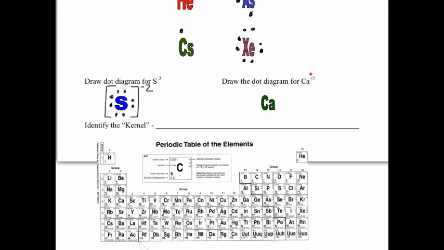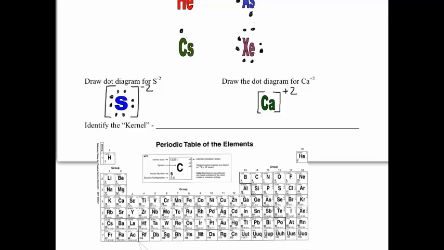When you have a positive ion, it must have lost electrons. In this case, it lost 2. So calcium, if you look at its electron configuration, the valence number is 2. So if it lost 2, it now has no valence electrons. So it has no dots on it and a +2 charge.